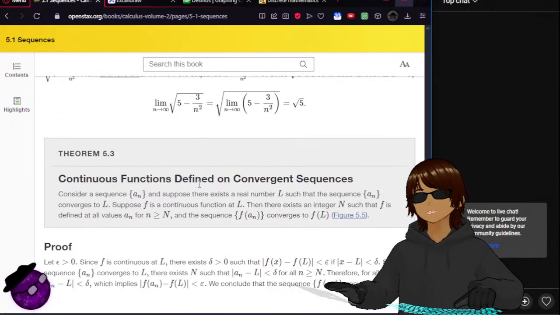Continuous functions defined on convergent sequences. Consider a sequence a_n and suppose there exists a real number L such that the sequence a_n converges to L. Suppose f is continuous at L, then there exists an integer N such that f is defined at all values a_n for n greater than or equal to capital N, and the sequence f(a_n) converges to f(L).